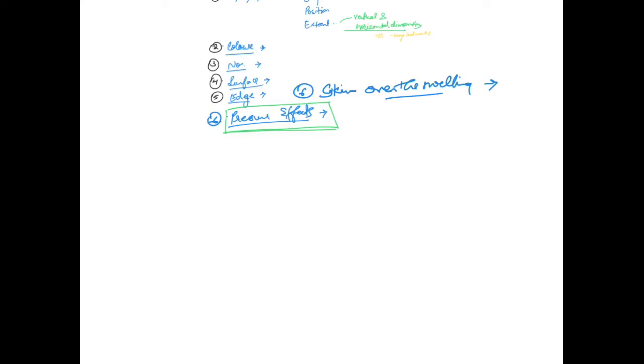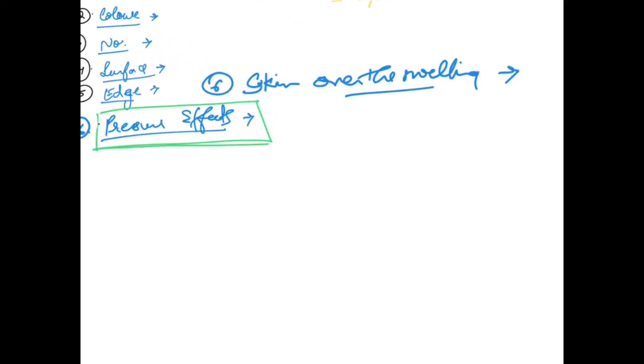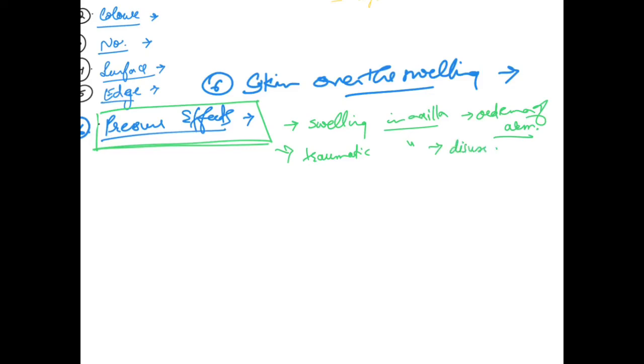Talking about the pressure effects, you need to highlight if the swelling is causing any, like if there is a swelling in the axilla with edema of the arm, this must be a lymph node. Then in traumatic swellings, you may find disuse atrophy distally, or wasting of the muscles. That can be due to disuse also, or any nerve injury.